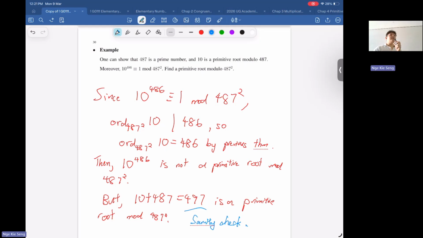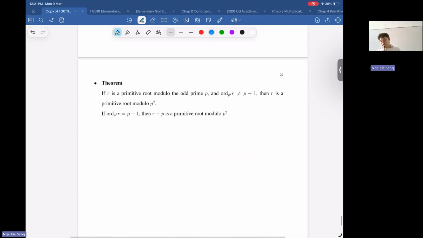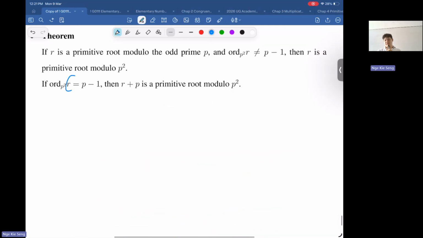Any questions so far? No? Okay. Don't be disappointed if r is not a primitive root, but r plus p will be a primitive root for p squared. So we just go one level out from p to p squared to figure out a primitive root for p squared. That's it for now. Later we'll do a more general one.